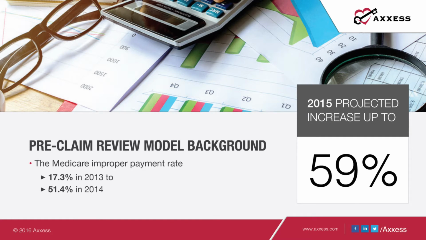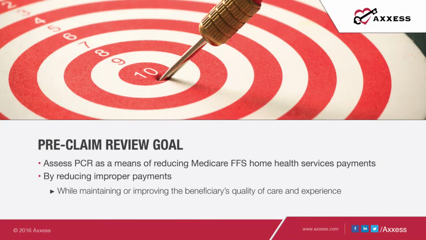Now, to really understand what we're talking about with red flags, let's look at a little bit of improper payment rate data. In 2013, the Medicare improper payment rate was 17.3%. That jumped to 51.4% in 2014, and it's projected to increase to up to 59% in 2015. The reason that number is not yet finalized is that CMS is still analyzing bills, claim data, and so on, to see what that actual number will be for 2015. And I'm sure they'll let us know when they get that completed to see if that's actually on point or less or more than that projected 59%.